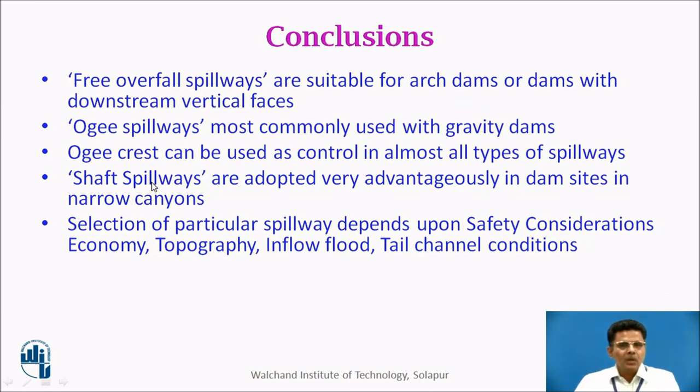Conclusions: free overfall spillways are suitable for arch dams or dams with downstream vertical faces. Ogee spillways are most commonly used with gravity dams. An Ogee crest can be used as a control in almost all types of spillways. Shaft spillways are adopted very advantageously in dam sites in narrow canyons. Selection of a particular spillway depends upon safety considerations, economy, topography, inflow flood discharge, as well as tail channel conditions.